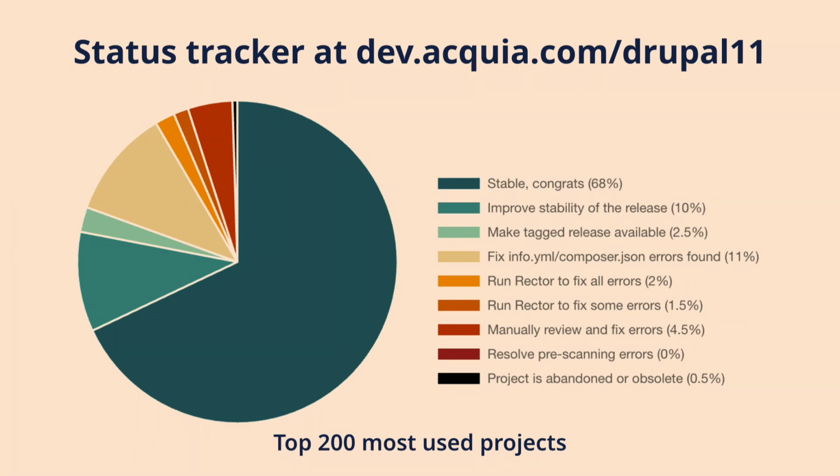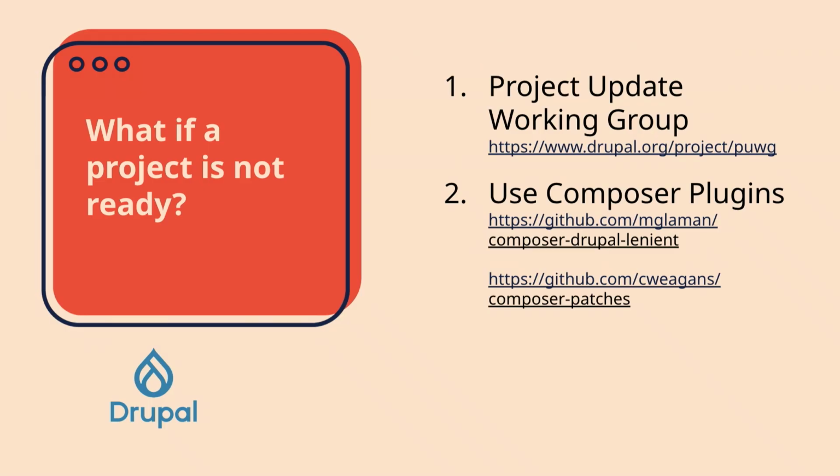Another 10% are alpha, beta, or RC. And another 2.5% are dev compatible. So almost 75% or more than 75% of them are in some ways compatible with Drupal 11. This is the top 200. All of the projects are not as rosy, but these are the most common projects that people encounter. So it's not bad. Will be even better in the future.